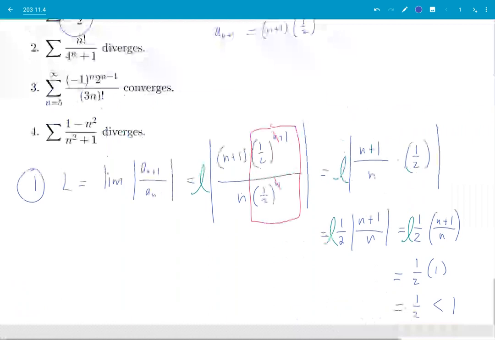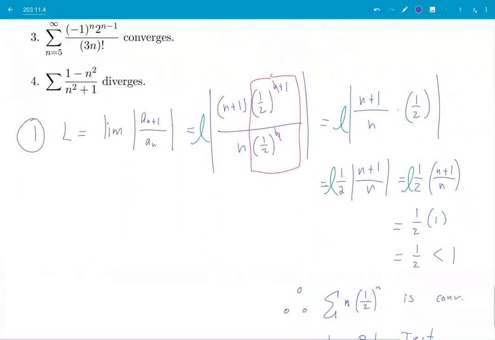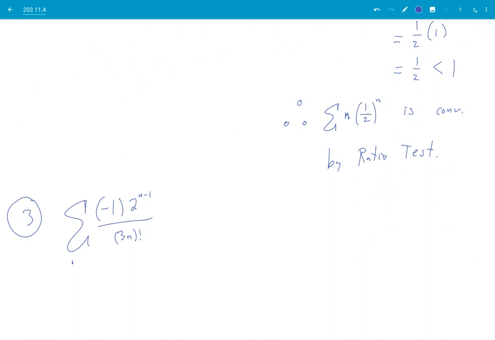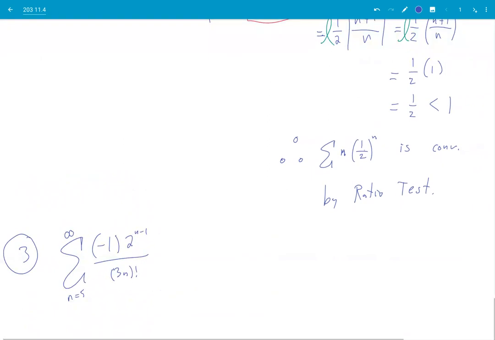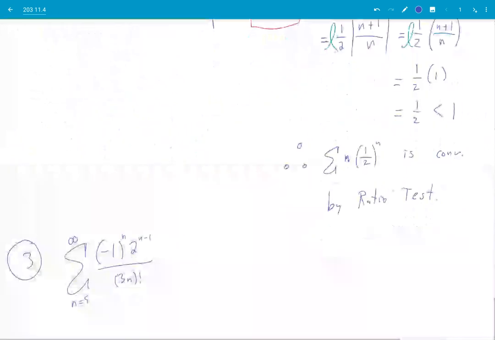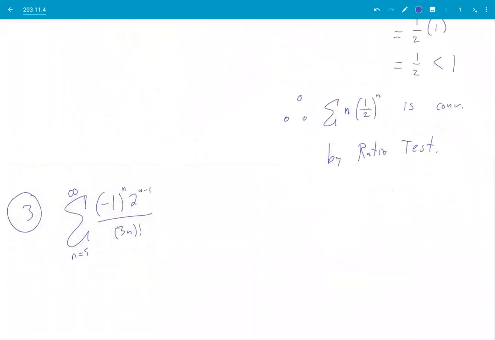Number 3, starting at 5. I think I got that right. Let me double check. Oh, forgot my n there. All right. Got a factorial to deal with. This 5 is a red herring. It does not matter for the ratio test. It does not play a role.